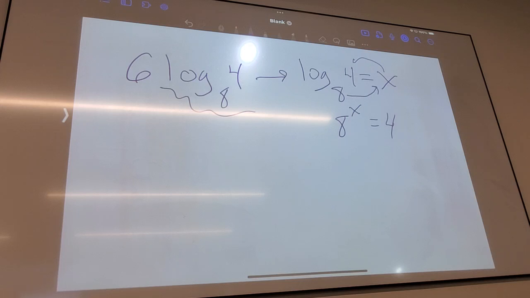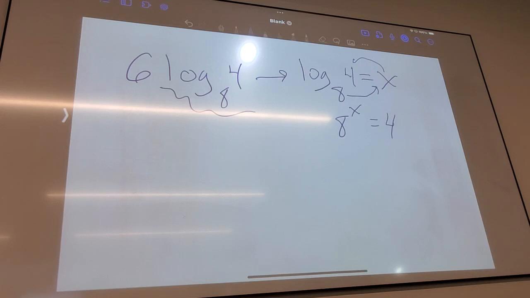The log base 8 of 4 is the part I don't understand. The 6, I'm cool with 6. I've known 6 forever. I like 6. 6 is great. Log base 8 of 4, blah! So I'm going to focus on it for a minute. I don't know what that is, so I call it x. So then I can rewrite it in a form I'm more familiar with. I still don't know what the answer is, because what do you raise 8 to get 4? Some of you might know. Hold on to that.